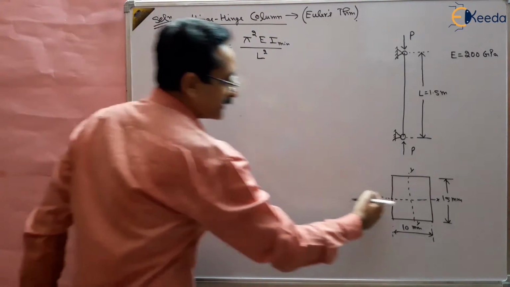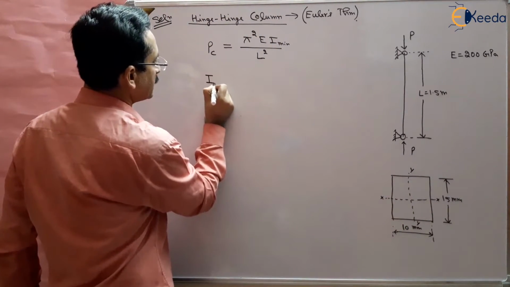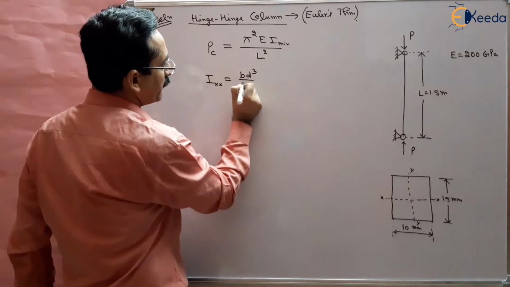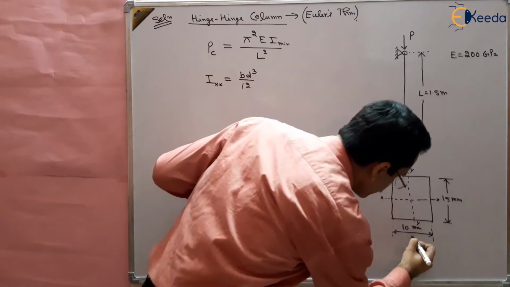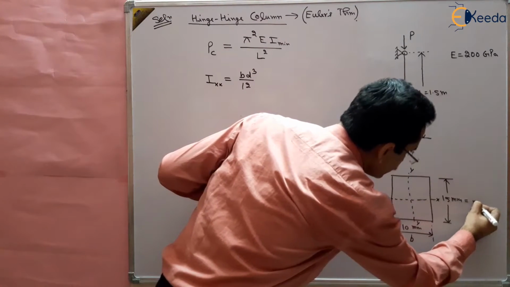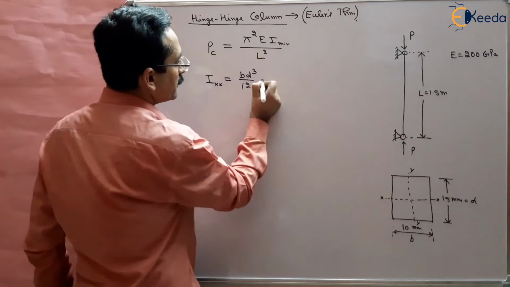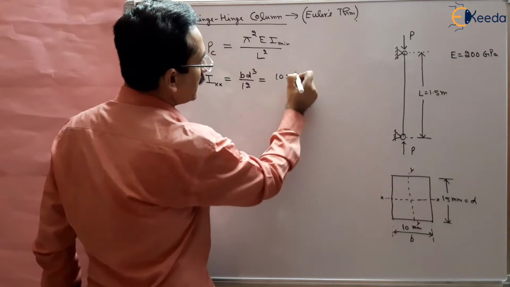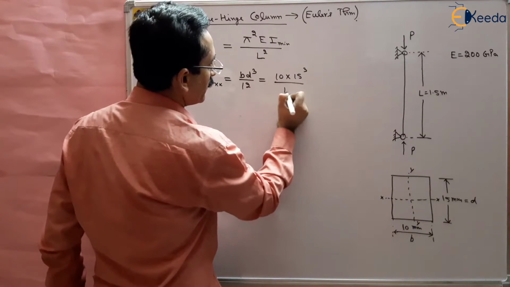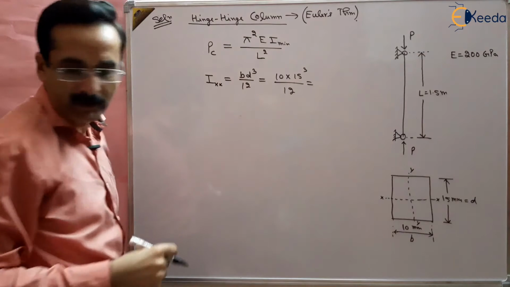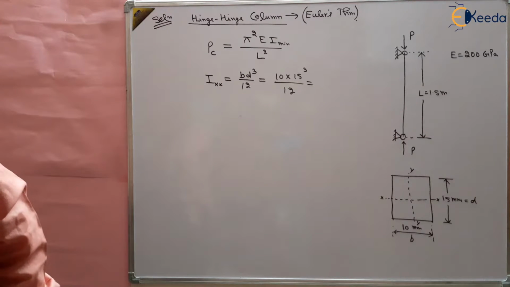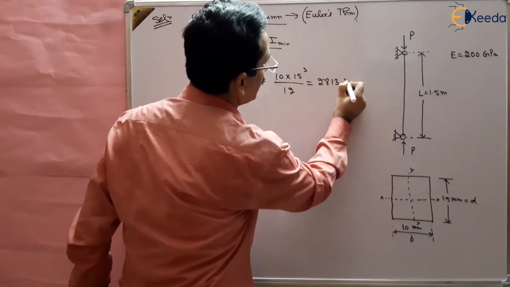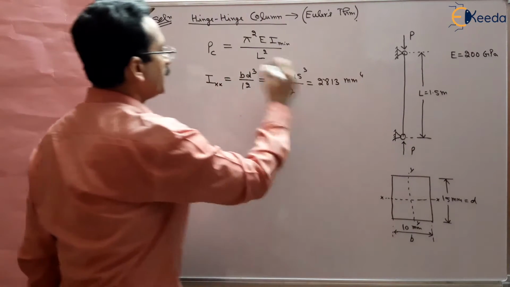So we can find out Ixx, that will be equal to BD cube by 12. This is B and this is D. BD cube by 12. So it will come out to be B is 10, D is 15 cube by 12. Solve it and you will get the value of Ixx as nearly 2813 millimeter to the power 4. We are taking millimeter.